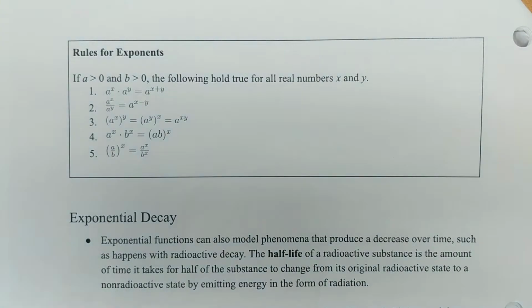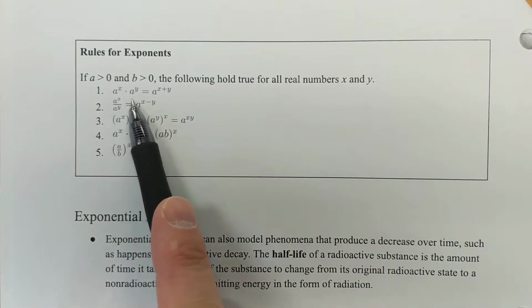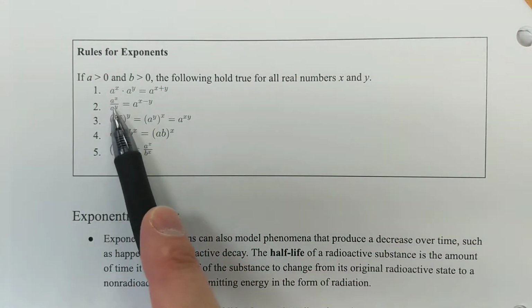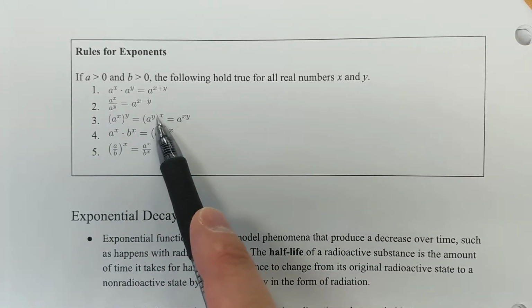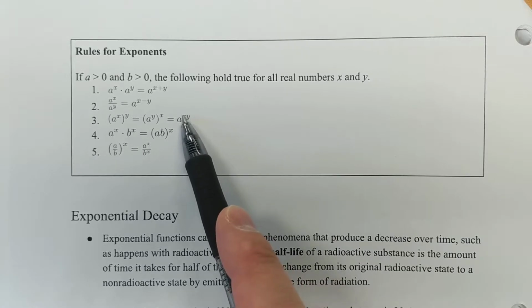Alrighty. So over here, we got the rules for exponents. So just a couple of reminders. So if you multiply two values, you add their exponents. If you divide two values, you subtract their exponents. If you raise a power to a power, or reverse order, doesn't actually matter, you multiply the two exponents.